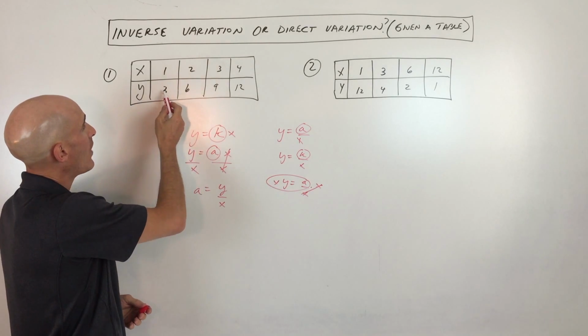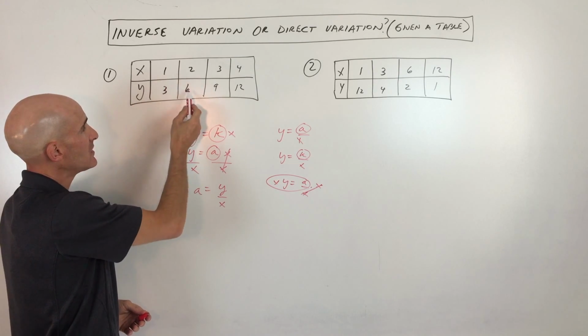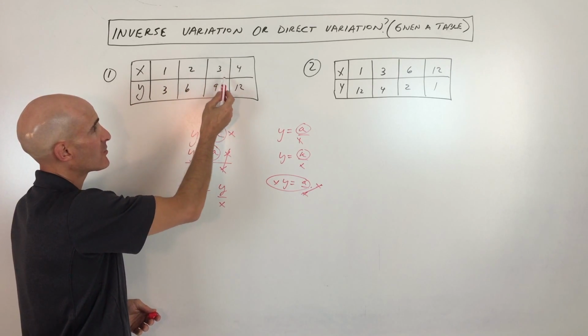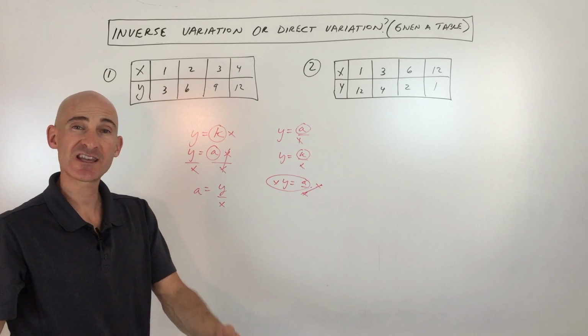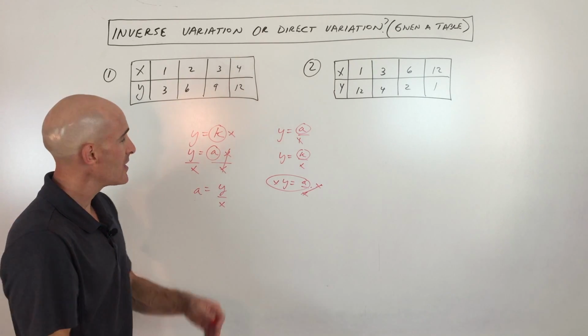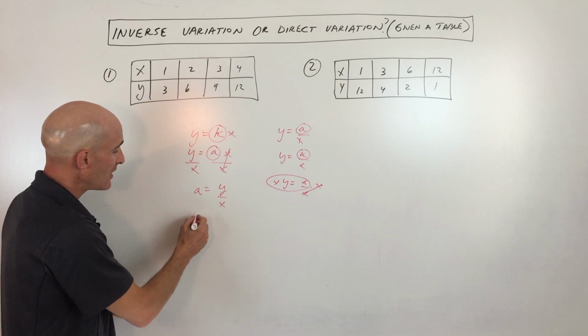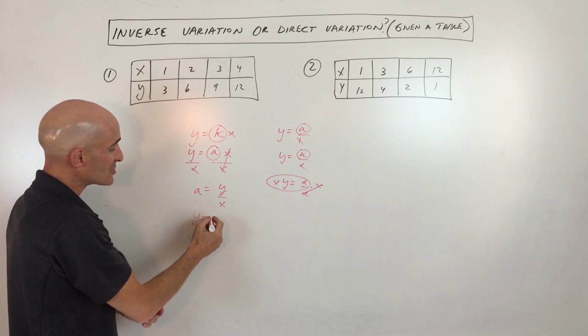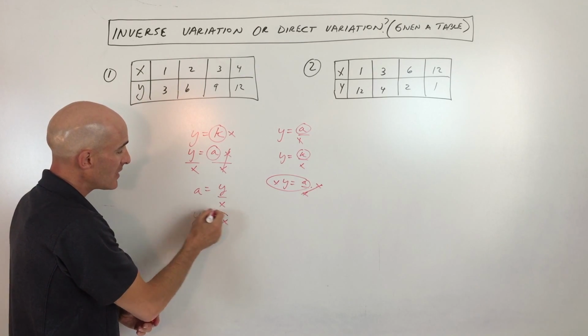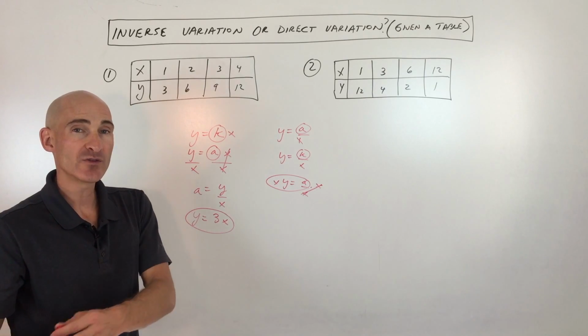So we're going to take y divided by x. So 3 divided by 1 is 3, 6 divided by 2 is 3, 9 divided by 3 is 3, 12 divided by 4 is 3. We're getting the same a value or constant of variation. So that tells us it's direct variation, and that number that we were getting when we divided each time is our constant of variation, that's 3. So you can see that our formula is going to be y equals 3 times x.